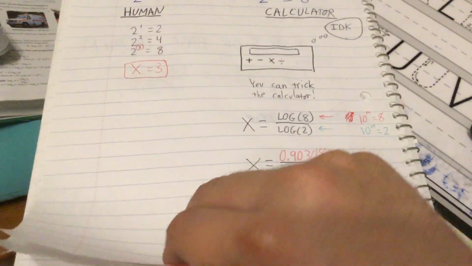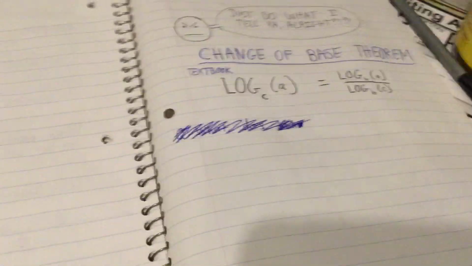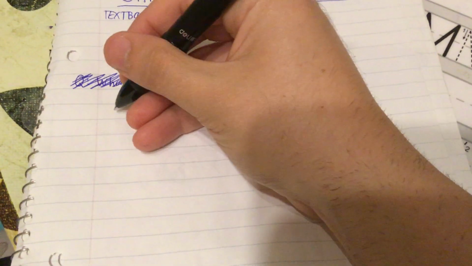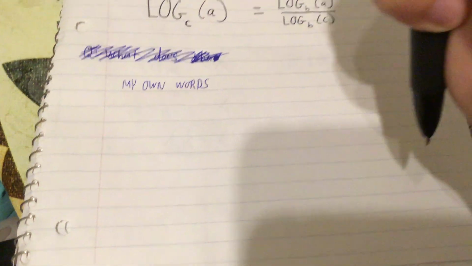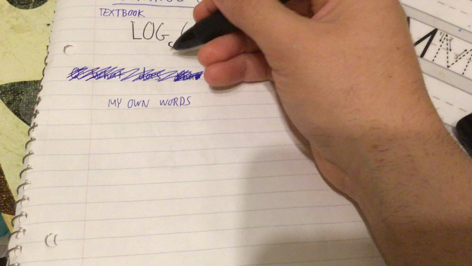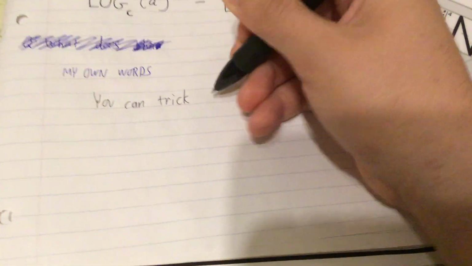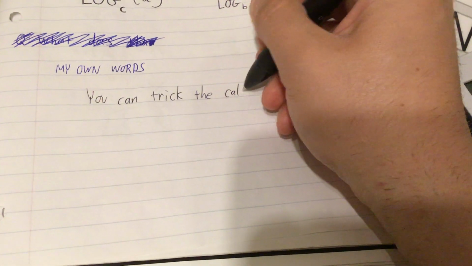So what does the change of base theorem literally mean? The change of base theorem, in my own words, is, if the calculator doesn't understand the base 2, base 3, base 4, base 5, and so on and so forth, you can trick the calculator into base 10. You can trick the calculator by changing the base into base 10.